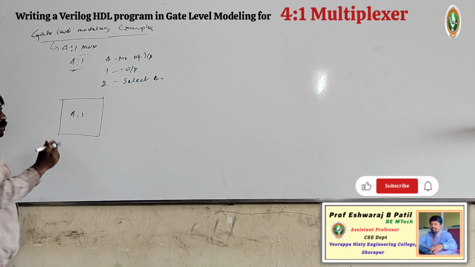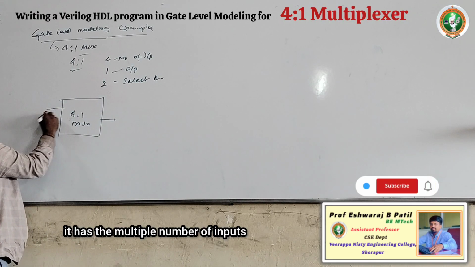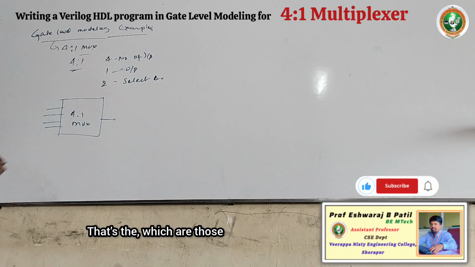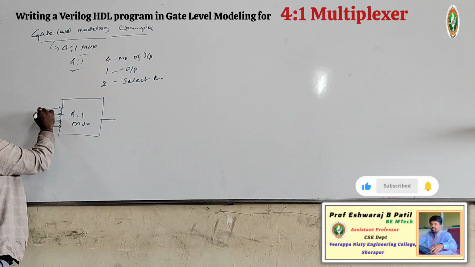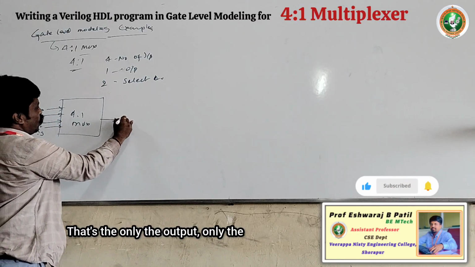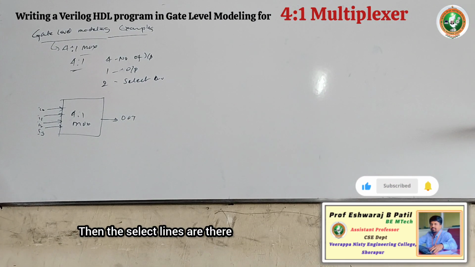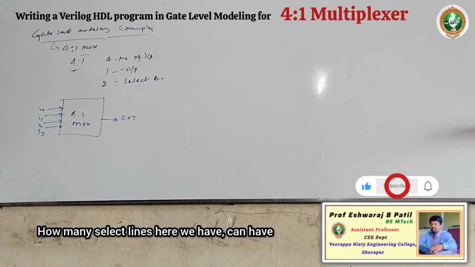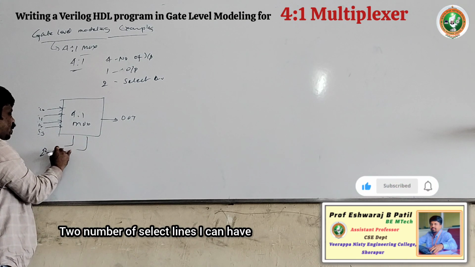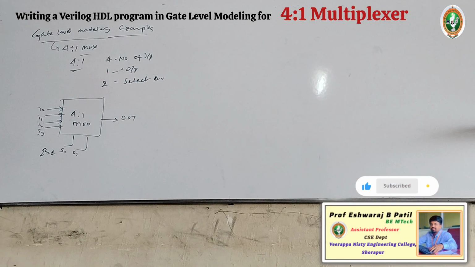Depending on what type of MUX I am using, it has multiple inputs. Which are those? I0, I1, I2, I3. This is the only output, only one output. Then the select lines are there. How many select lines do we have? 2 to the power of 2, which is 4. Two select lines I can have, S0 and S1.